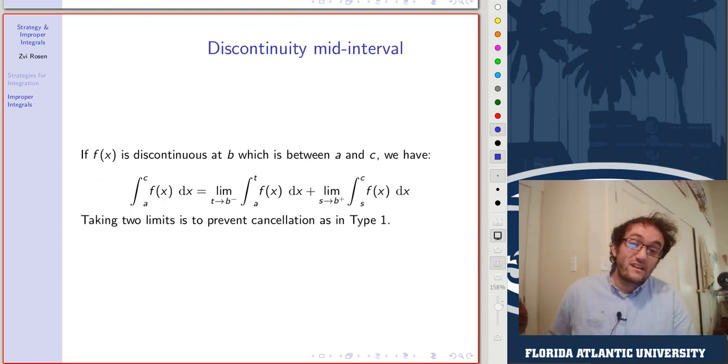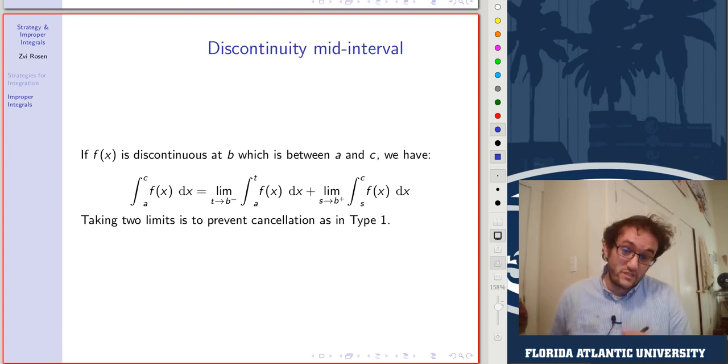Okay, we can also have a discontinuity mid-interval. So if f of x is discontinuous at b, which is between a and c, it's a similar idea. We take the integral from a to c of f of x dx to be the limit as t approaches b from the left of the integral from a to t of f of x dx, plus the limit as s approaches b from the right of the integral from s to c of f of x dx. And the strategy is the same as from type 1.